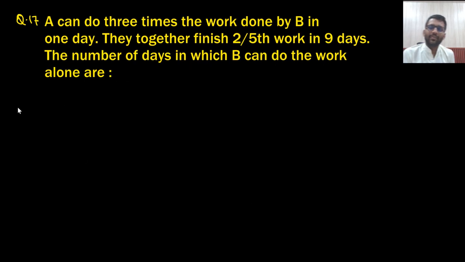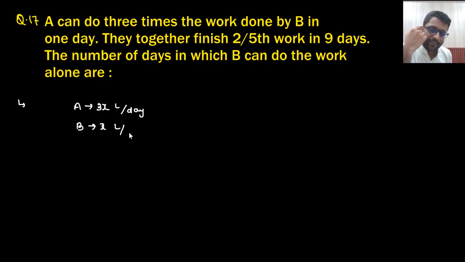Let's go to the next problem. A can do 3 times the work done by B in 1 day. So if A eats 3 laddu per day, that means B is eating 1 laddu per day. Or you can write efficiency of A is 3 times efficiency of B.